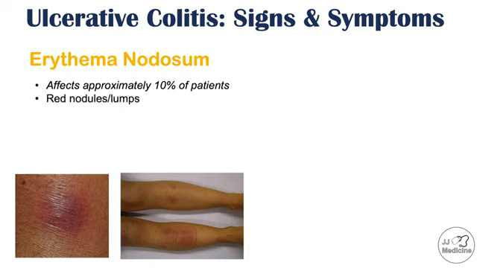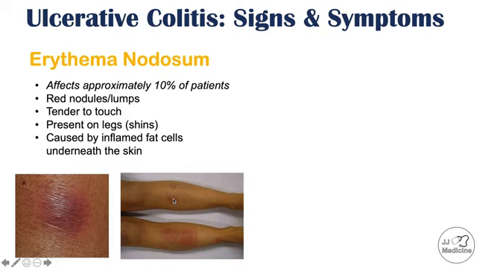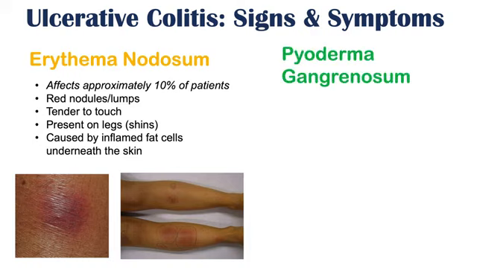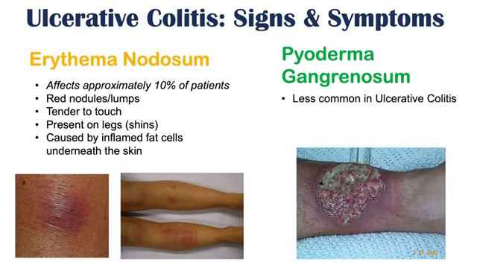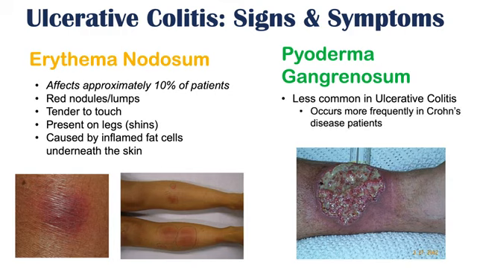Erythema nodosum is red nodules and lumps that are tender to touch, and they are present on the legs, more specifically the shins or the front of the legs. So you can see these areas here that are tender to touch, and they are caused by inflamed fat cells underneath the skin. So this is an important skin manifestation that can occur in ulcerative colitis patients. Now, pyoderma gangrenosum can also occur in ulcerative colitis, but it is less common in ulcerative colitis compared to Crohn's disease. So this is one of the skin manifestations that occurs more frequently in Crohn's disease patients, but it can occur in ulcerative colitis, and this is what pyoderma gangrenosum can look like.